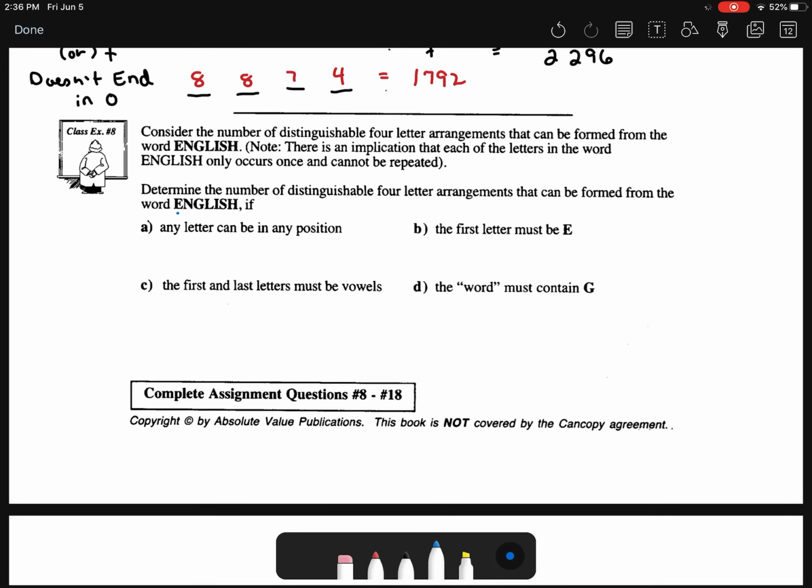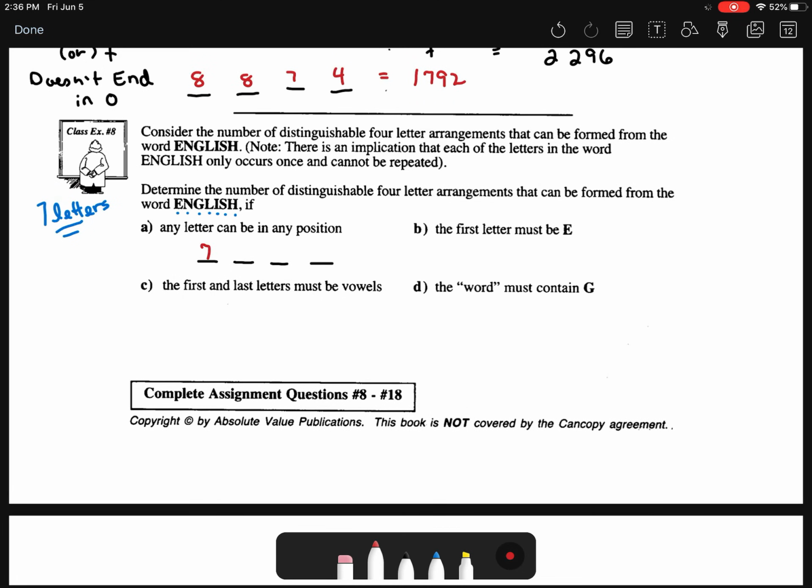The first thing that I noticed is that they want 4-letter arrangements, but there's 1, 2, 3, 4, 5, 6, 7 letters in the word English. That's important because I'm only trying to make 4-letter arrangements. So here's me setting up the 4-letter arrangements, just like a 4-digit number. There's 4 spaces or blanks that need to be filled in. I throw those 7 letters in a bag.